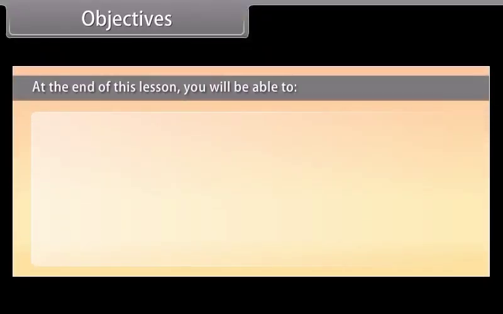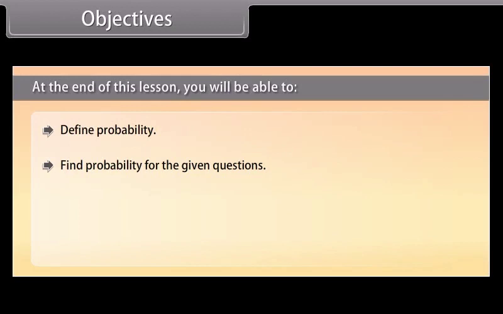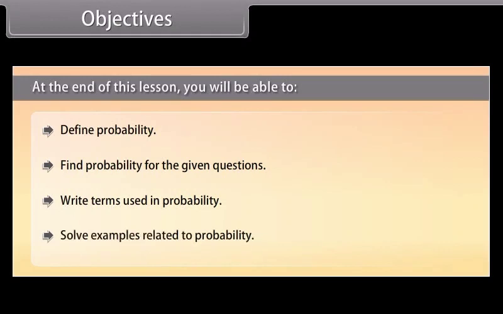Objectives. At the end of this lesson, you will be able to define probability, find probability for the given questions, write terms used in probability, and solve examples related to probability.